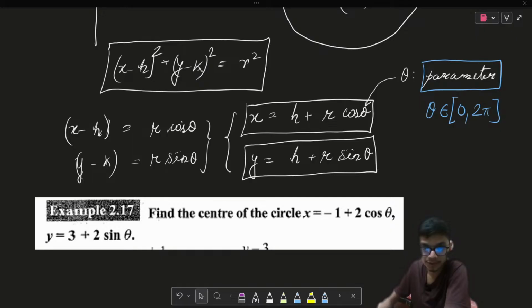Oh, sorry, I made a mistake over here. It should be k, right? It should be k over here. This is h plus k. Y is equal to k plus r sine theta. Okay, just a small modification. It should be k. All right.